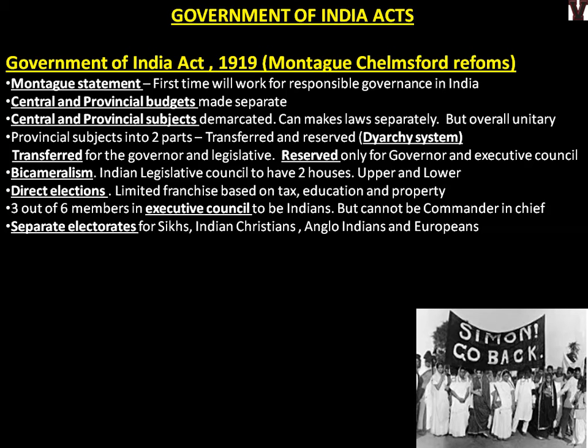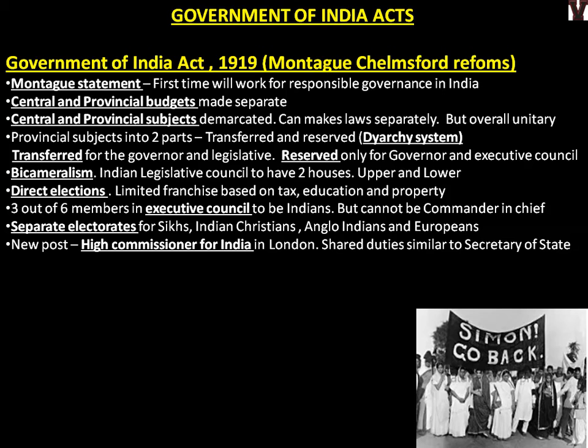So you see, if you know one act, to know about the next act, you just have to tweak it a little bit, because that is what Britishers also did. They simply modified small provisions in each act and told like we are introducing reforms for India. So if you see, again little more thing. Last time it was for Muslims, this time it's for Indian Christians, Anglo-Indians and Europeans.